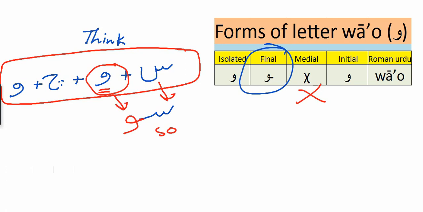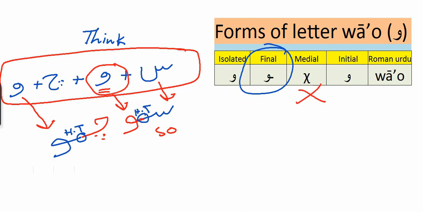Then with Waw I cannot attach other letters, because I use the final one. After the final we cannot attach other letters. So Che I will write separate, initial Che, and then again I will use final Waw here. So this is final Waw. So this word becomes Socho. Now the head of Waw is connecting with the tail of Che at this point. Similarly, the head of Waw is connecting with the tail of Seen at this point.